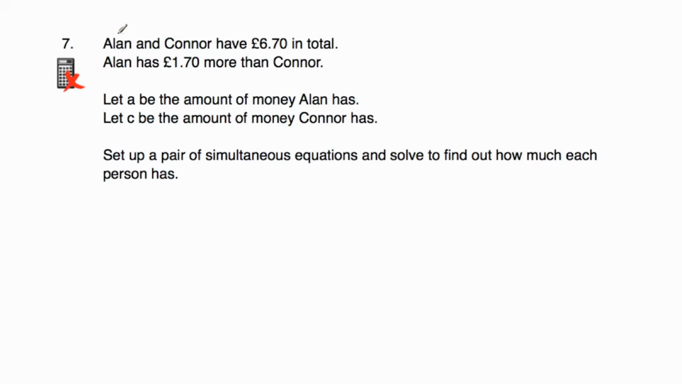So question 7 says, Alan and Connor have £6.70 in total. Alan has £1.70 more than Connor. Let A be the amount of money that Alan has, and let C be the amount of money that Connor has, and set up a pair of simultaneous equations and solve to find out how much each person has.